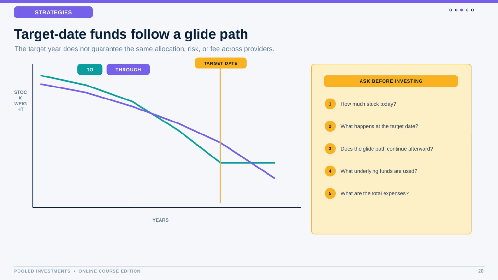Target date funds combine multiple asset classes and change the mix over time. The target year usually corresponds to an expected retirement or goal date. The planned shift toward a more conservative allocation is called the glide path. A "to" glide path reaches its most conservative mix near the target date. A "through" glide path continues changing after the date. Two funds labeled 2060 can therefore hold different stock percentages, use different underlying funds, and charge different fees. The year in the name is a navigation marker, not an autopilot certificate. Investors must still examine the glide path and their total household allocation.